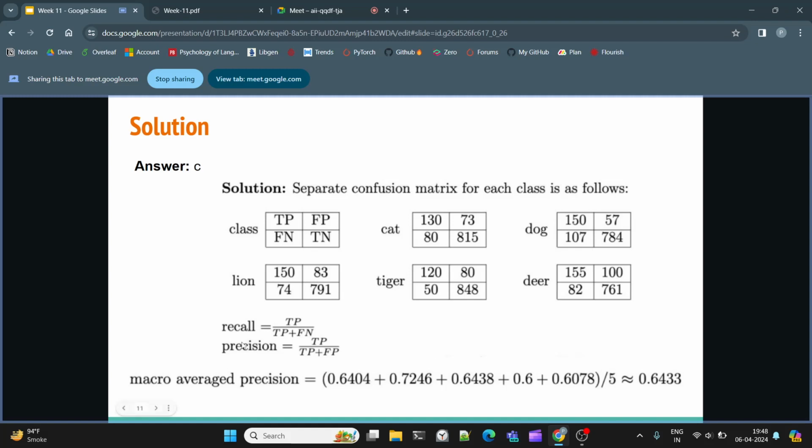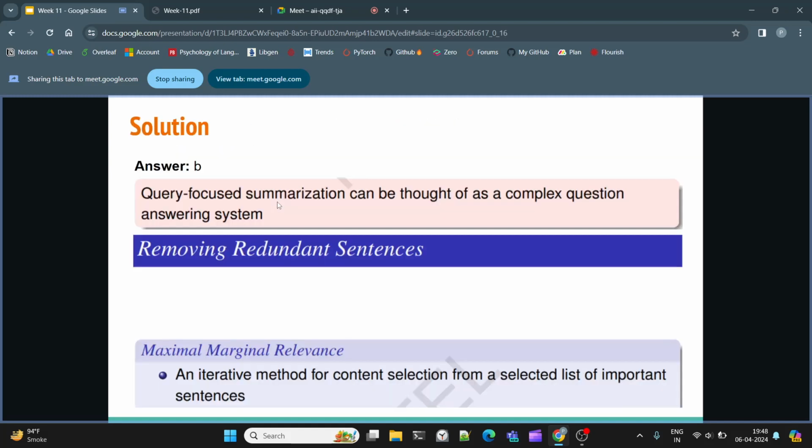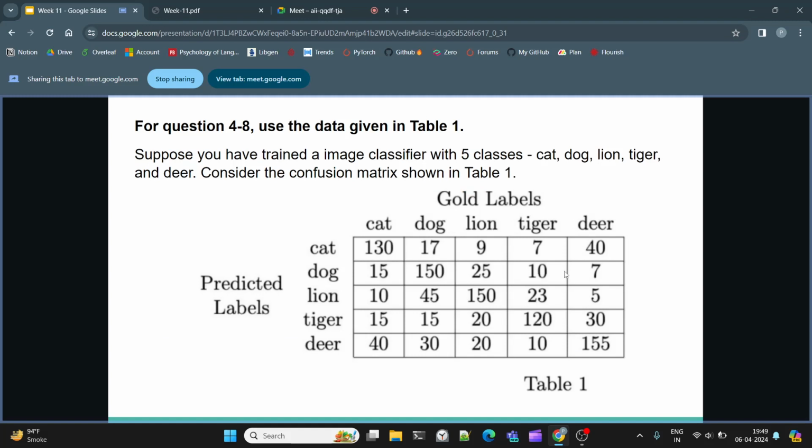These two points will be confusing. The actual label is X and prediction is Y. How do you say this is false positive or false negative? So false positive would be this one, where it is falsely predicted as cat, where the true label is something else. So that is false positive.